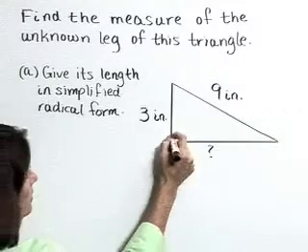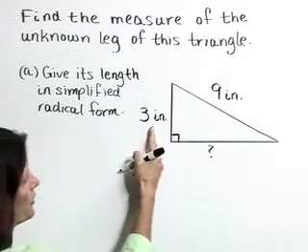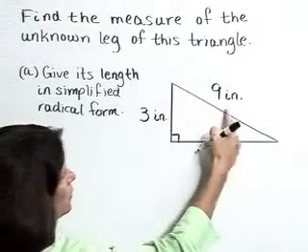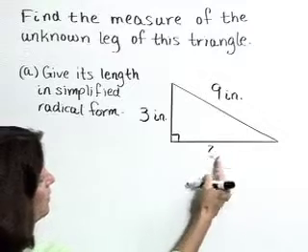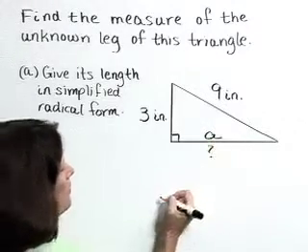Now we have the triangle, and this is actually a right triangle with one leg equal to 3 inches, a hypotenuse equal to 9 inches, and then another unknown side, an unknown leg. I'm going to call that variable a.